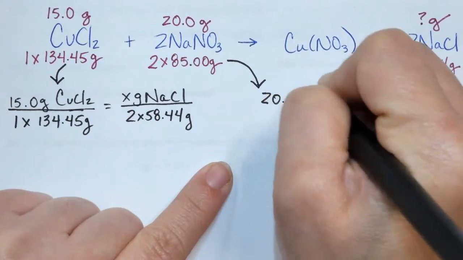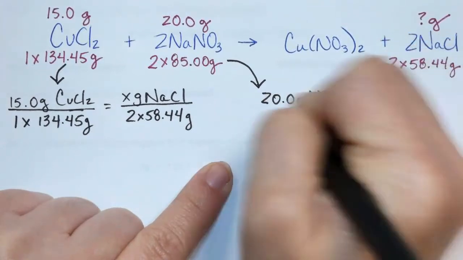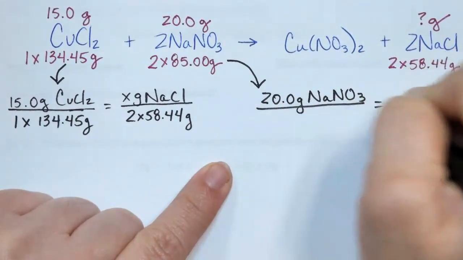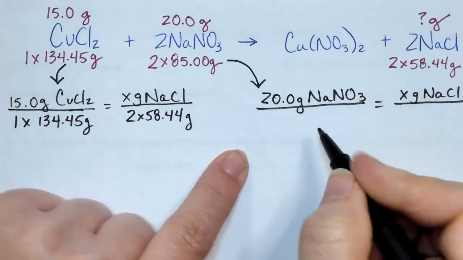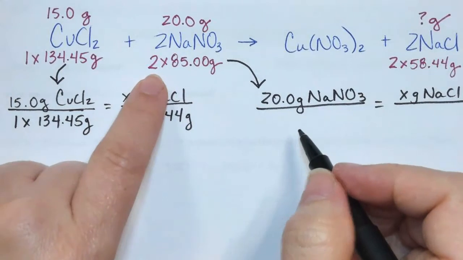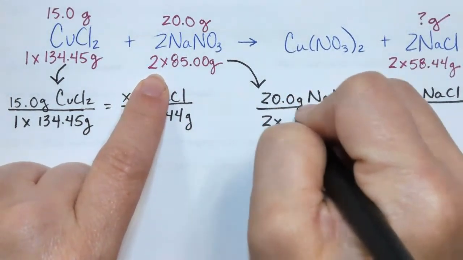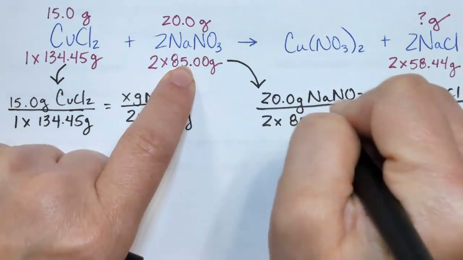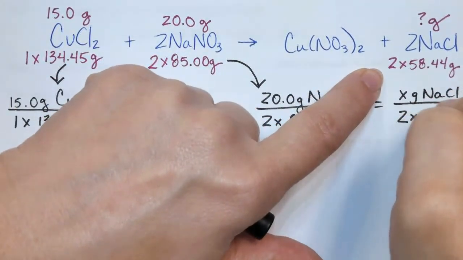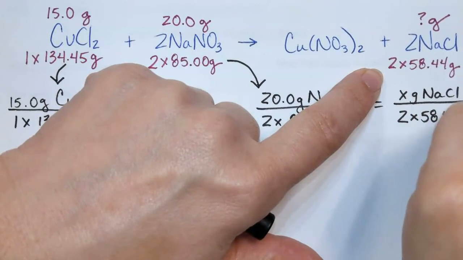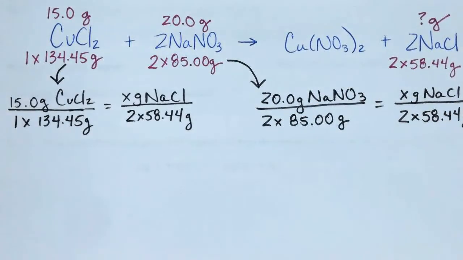Now, for my second proportion, which is going to be 20.0 grams NaNO3 equals X grams NaCl. And then down here, we're going to put our coefficient 2 times 85.00 grams. And over here, it's going to be 2 times 58.44 grams. And now we're going to use cross multiplication to get these answers.